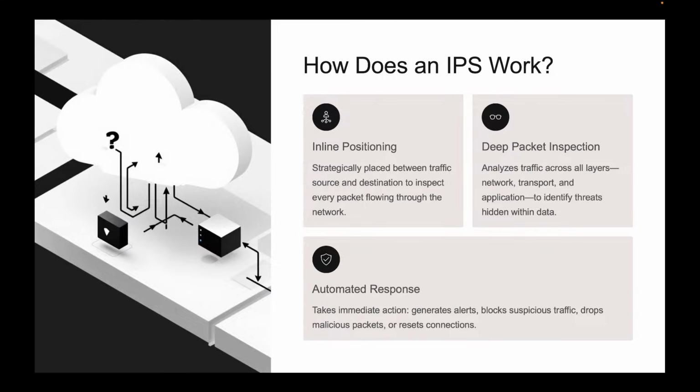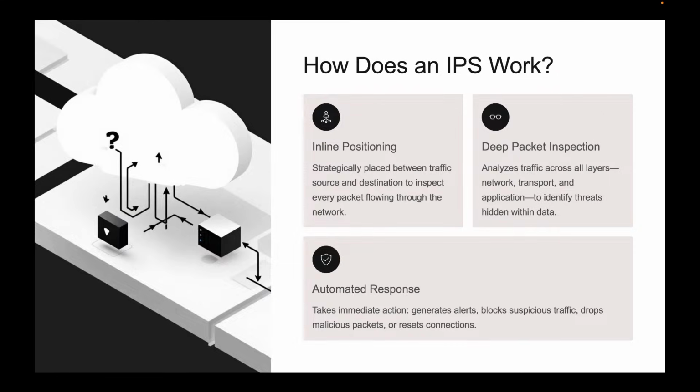So we have seen what the IPS does. Then how does it work? The first one is inline positioning. It will check each and every traffic source and destination. If you have access to a tool, it will check where it comes from, and after all that, where the packet is going. So it will be checking the inline positioning.